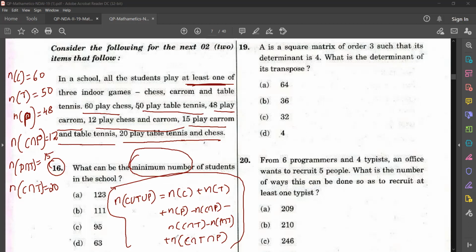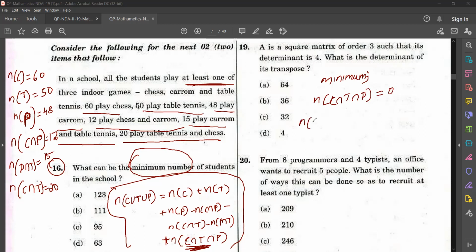from this, the intersection part should be 0. Minimum means the students playing all three games together should be 0. Okay, that should be 0. So for minimum, I'm writing the remaining part here. Minimum means what is 0? n of C intersection T intersection P. That is to be 0.